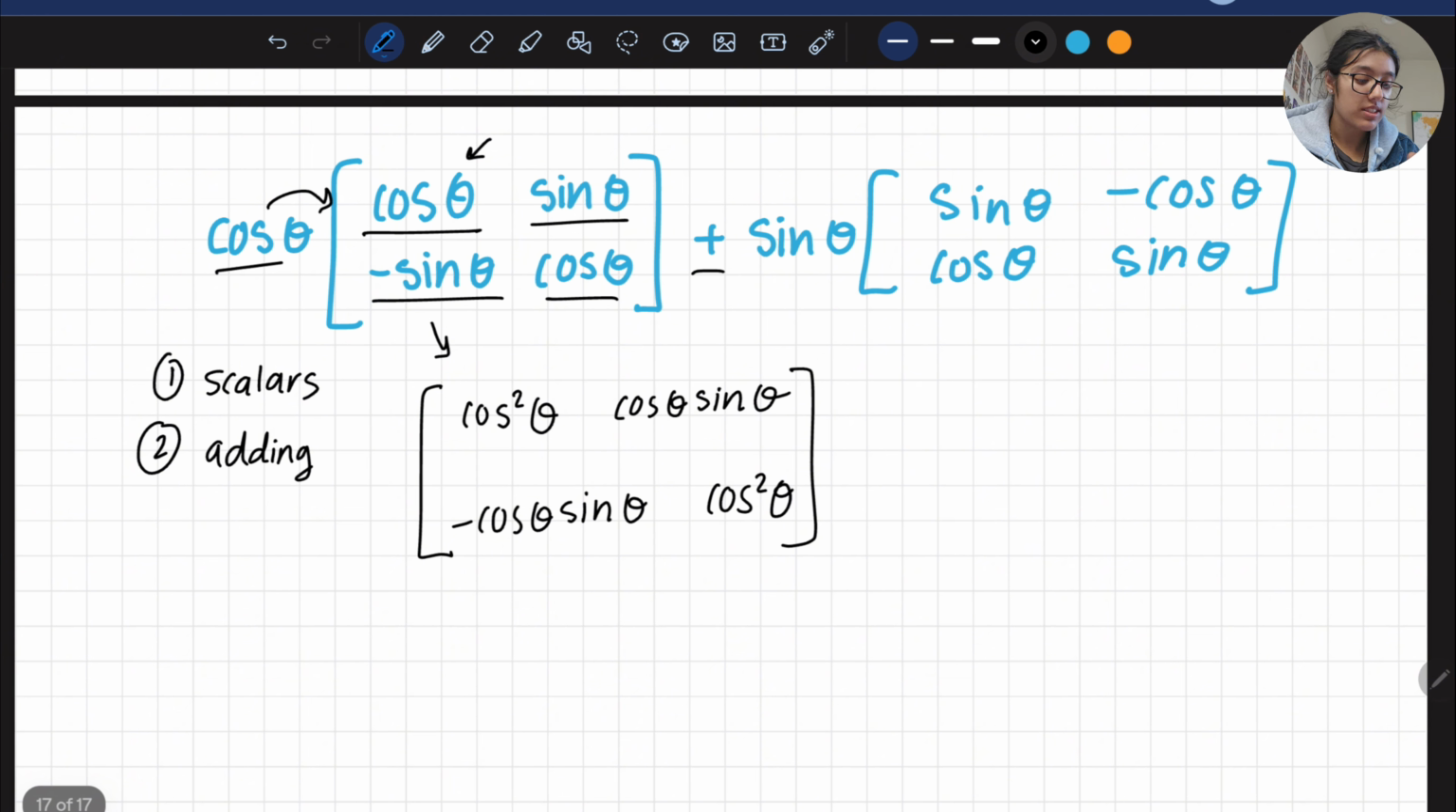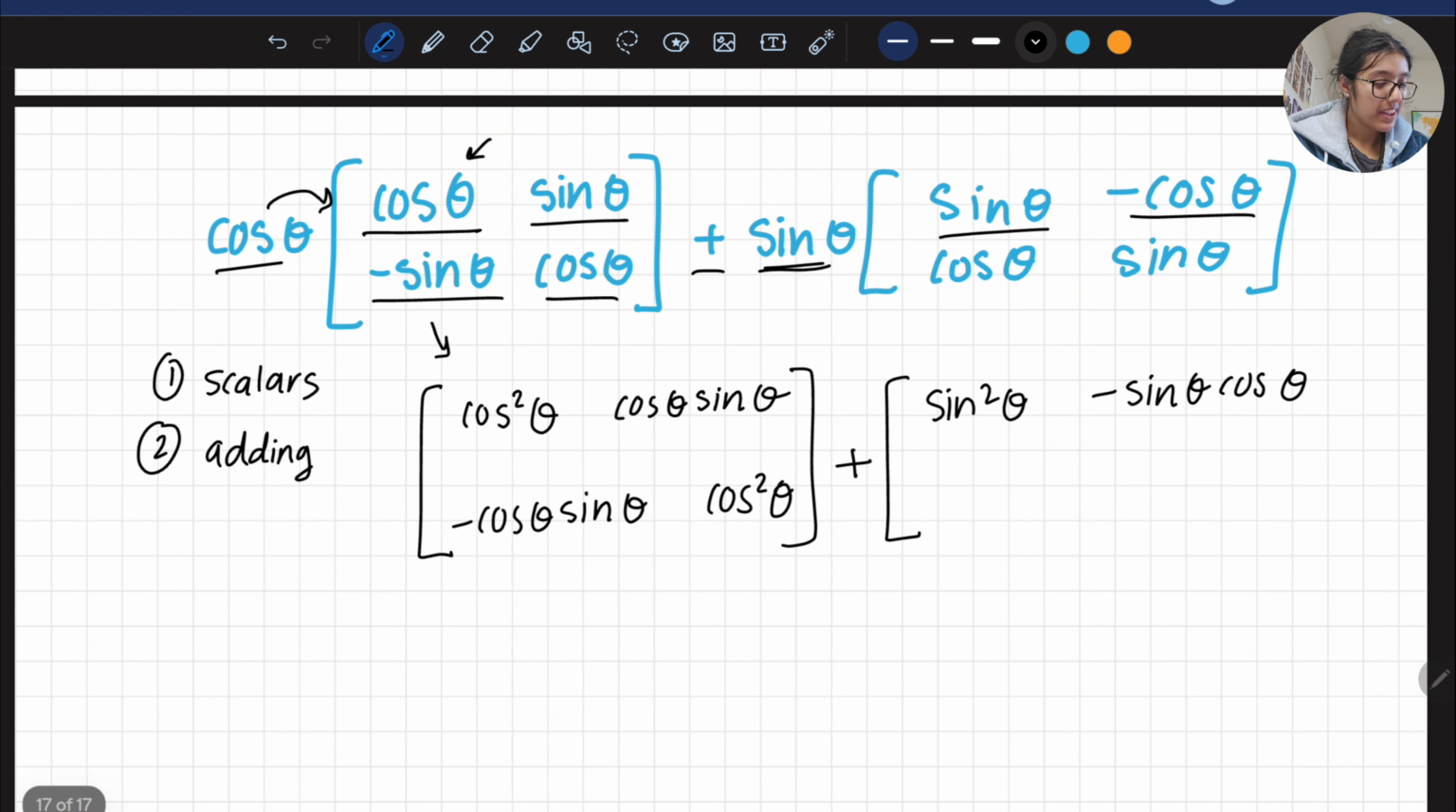So multiplying by the scalar does not change the number of rows or the number of columns. Just wanted to point that out. Plus sine theta times sine theta, that's sine squared theta. Sine theta times minus cos theta, that's minus sine theta cos theta, a lot of trigonometry.